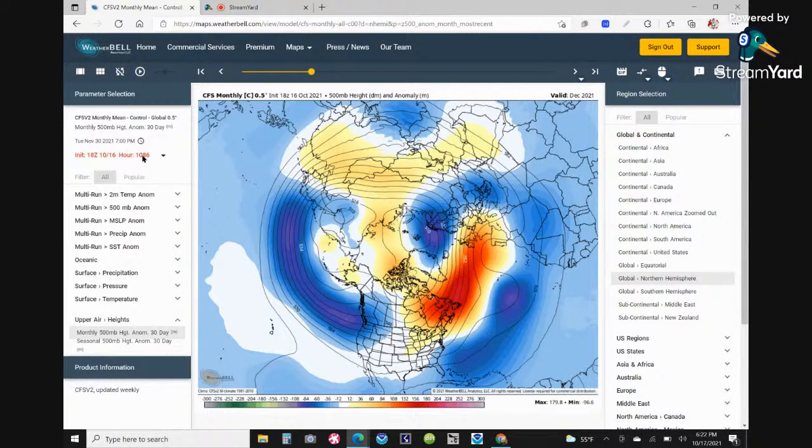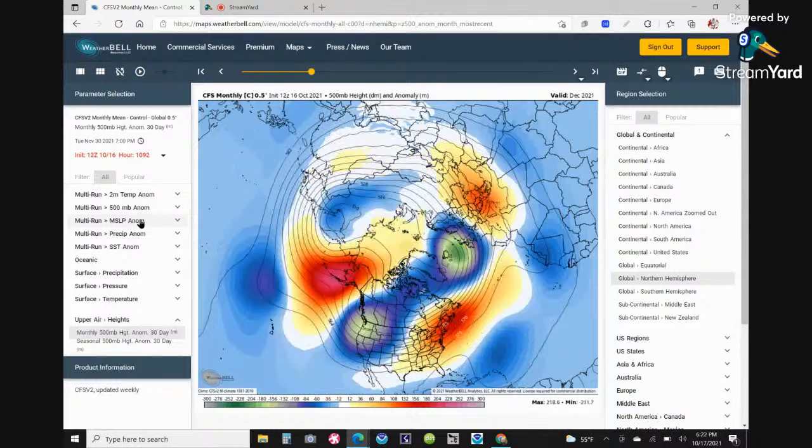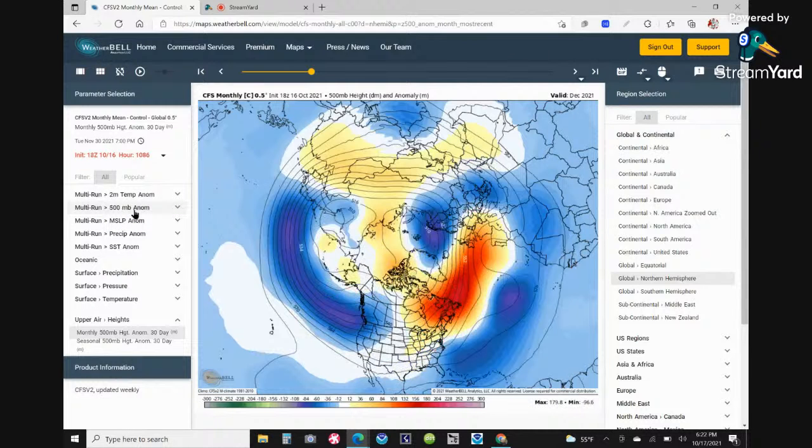So I now go and look at the previous run. So here, it's actually improved. It's actually improved a little bit.